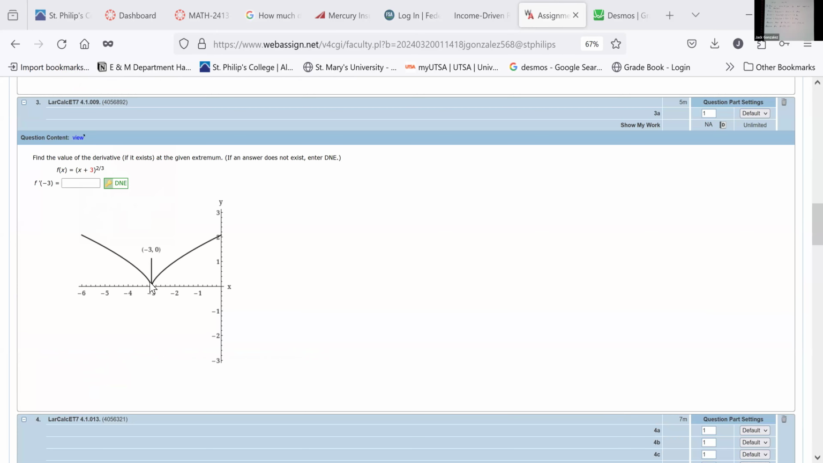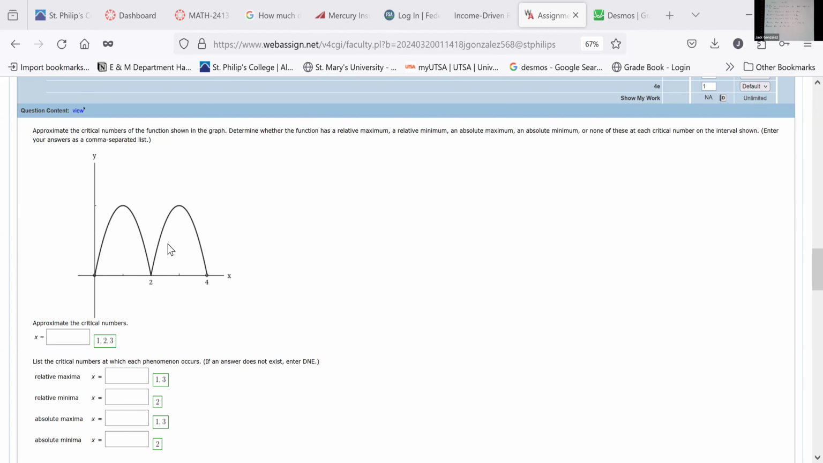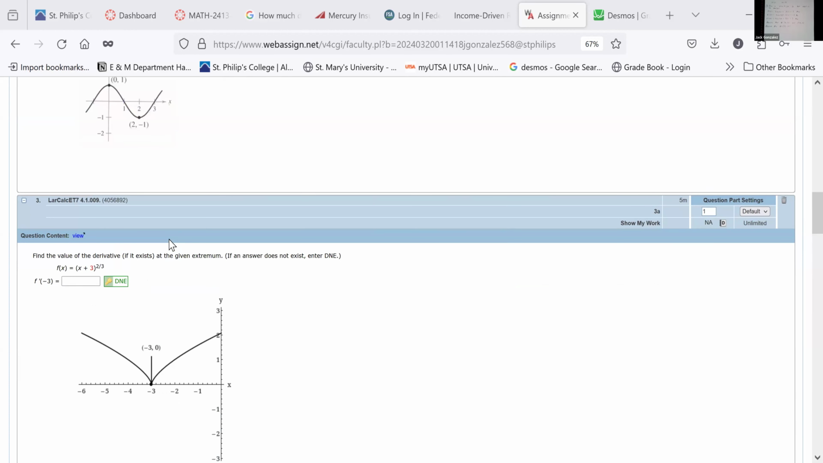Number 3, this is a cusp. You see how it's kind of jagged at the bottom? Whenever you have this kind of shape, it's technically not differentiable here. It's not smooth, so the derivative will not exist here. When you try to find the derivative of this guy and plug it in, you're going to get division by 0. And the graph kind of tells you, hey, I'm defined here, but the derivative isn't. We have this kind of shape. Any questions on the first 3 so far?